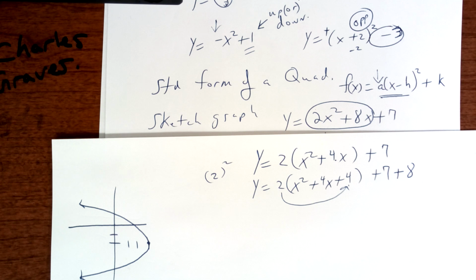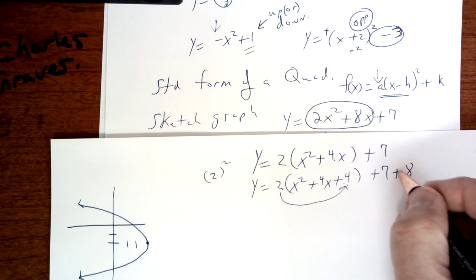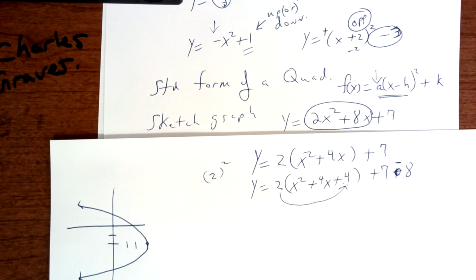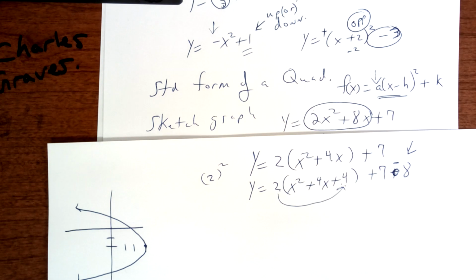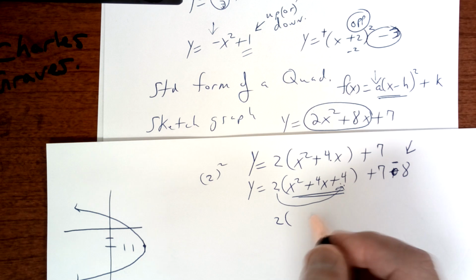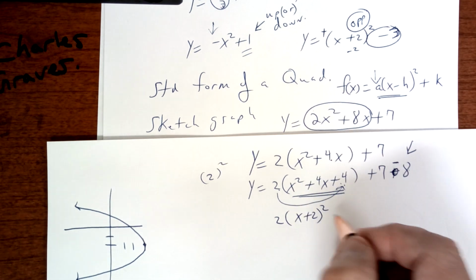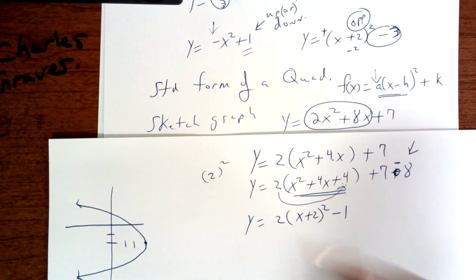Okay? So at this point, since this right here is actually a plus 8, we want to make a minus 8 to make it all equal. We don't want to change it. We just want to complete the square. So be careful with that part right there. So what you're going to get is a perfect square trinomial. So this is going to be 2 times x plus 2 quantity squared minus 1. There it is. And this is called the standard form right here.